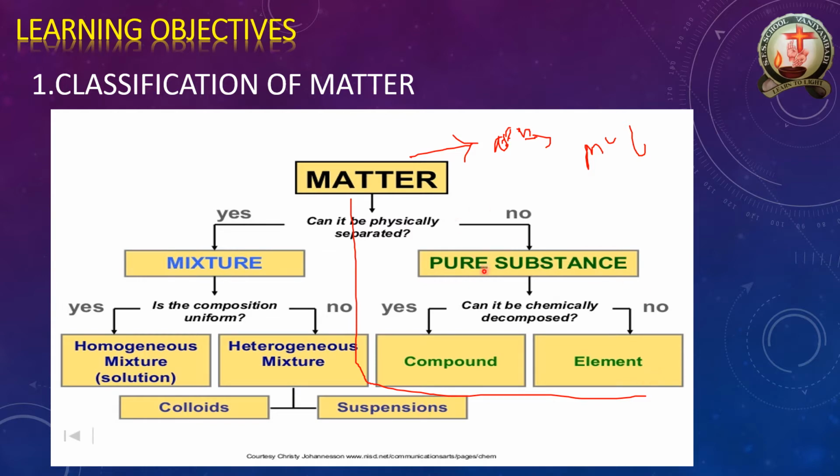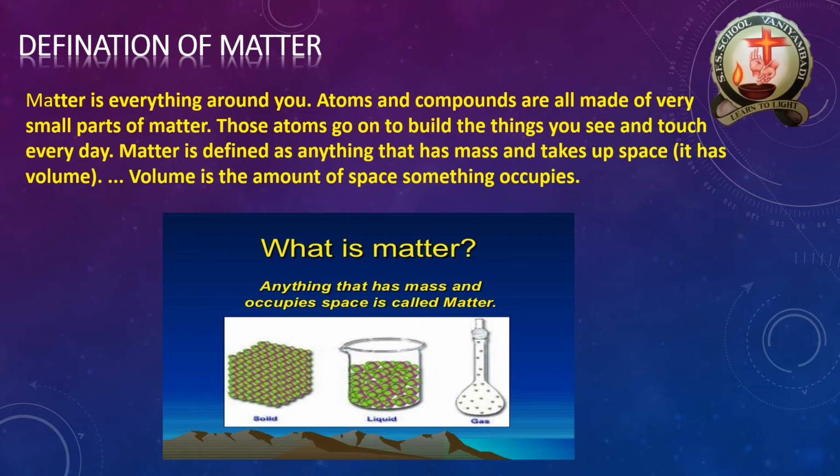Now we are going to see the definition of matter. Matter is everything around you. Atoms and compounds are all made up of very small parts of matter. Those atoms build the things you can see and touch every day. Matter is defined as anything that has mass and takes up space, its volume. Volume is the amount of space something occupies.